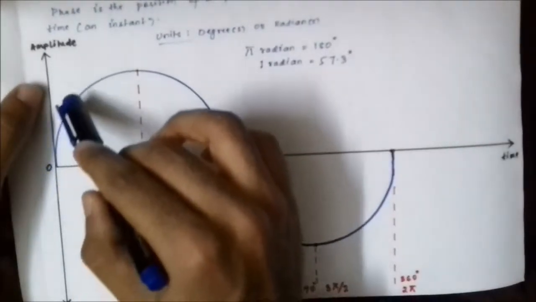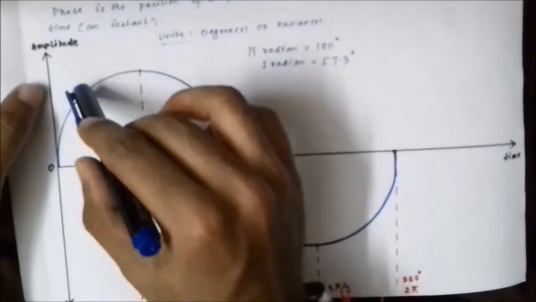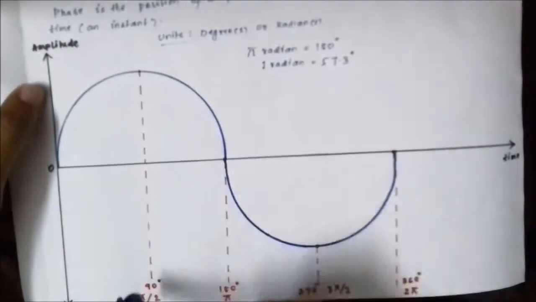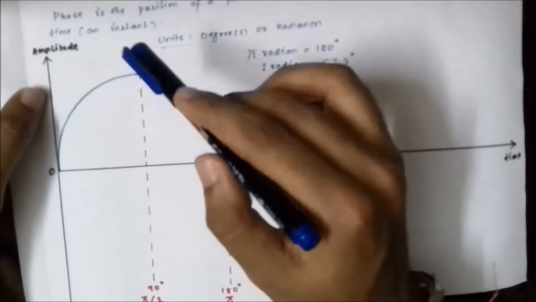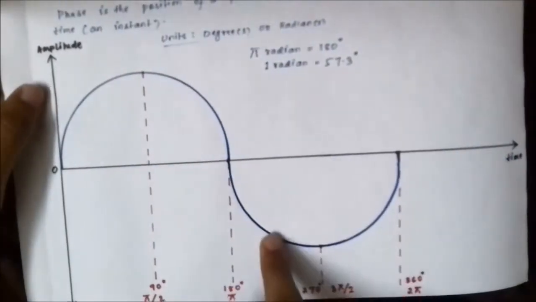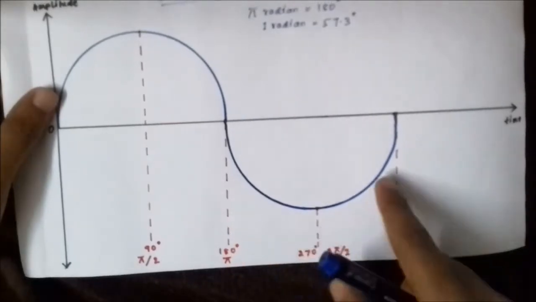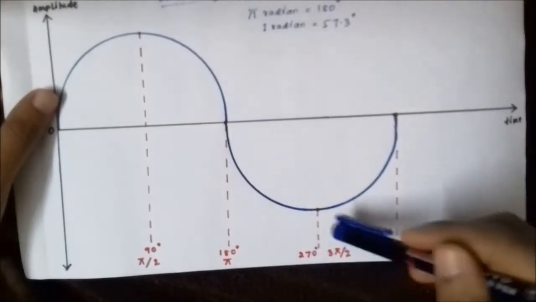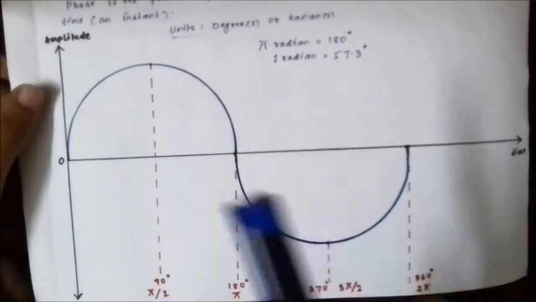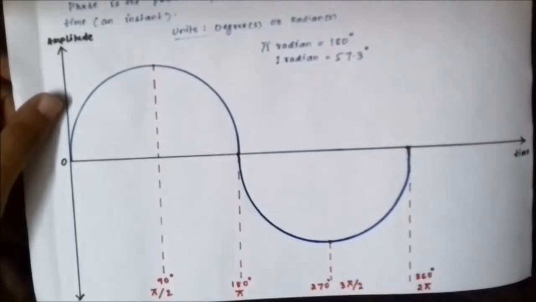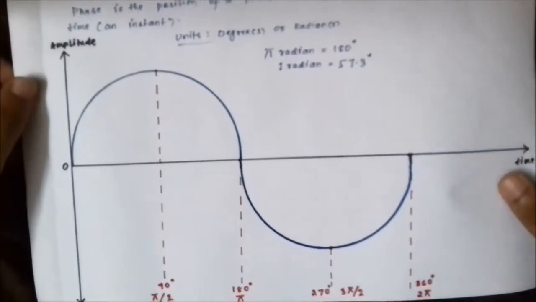So let's say if the point lies here, the position of the signal waveform will be somewhere in between 0 and 90 degree. If we select a point here, its phase will be somewhere in between 90 and 180 degree. If we pick a point here, the phase will be somewhere in between 180 degree and 270 degree. If we select a point here, the phase will be somewhere in between 270 degree and 360 degree. So phase is the position of any arbitrary point on the waveform cycle, which is expressed either in degrees or radians.